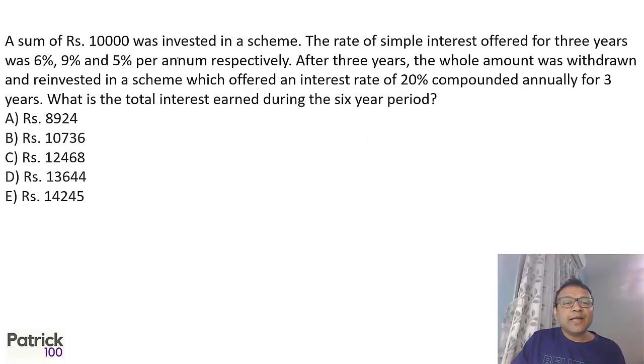So a sum of 10,000 was invested in the scheme. The rate of simple interest offered was 6, 9 and 5, so the total interest is 20%. That means we will get 12,000. This was invested in compound interest at a rate of 20% for 3 years. So basically your amount is 1.2 into 1.2 into 1.2. When you do compound interest, you multiply by 1.2 whole cube.